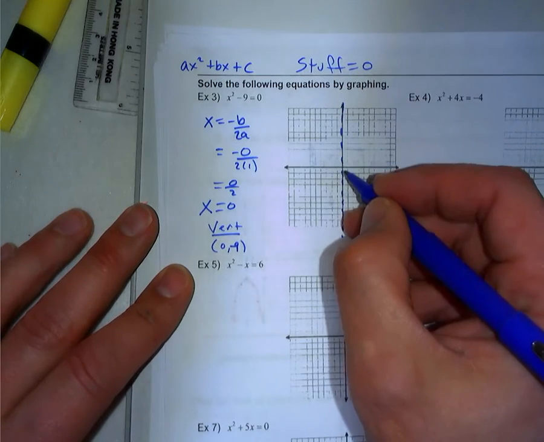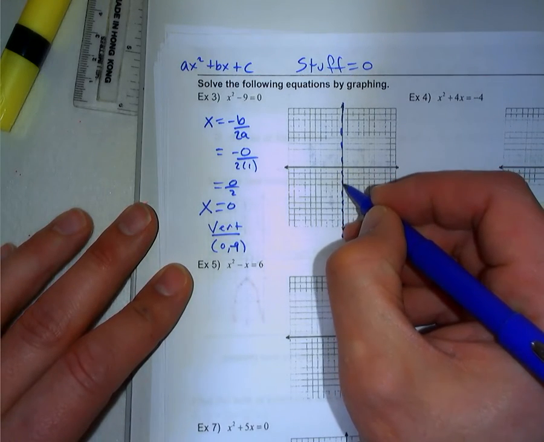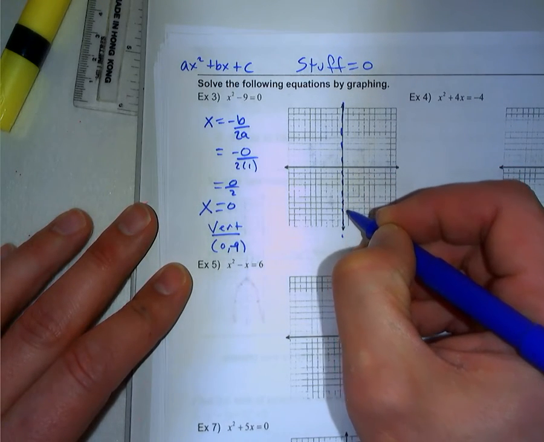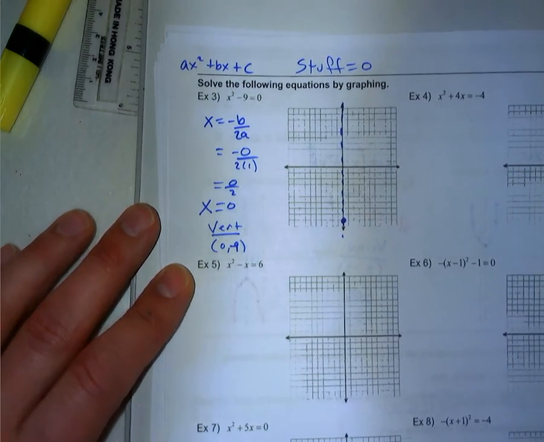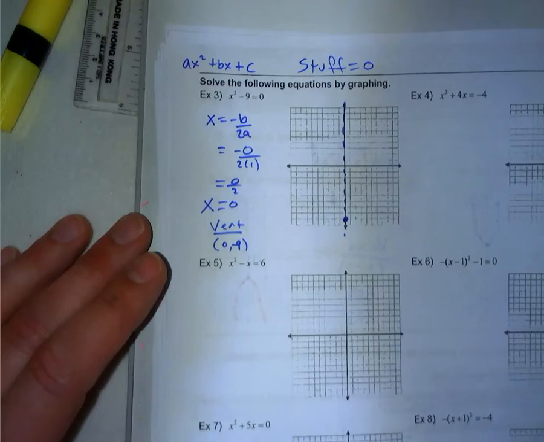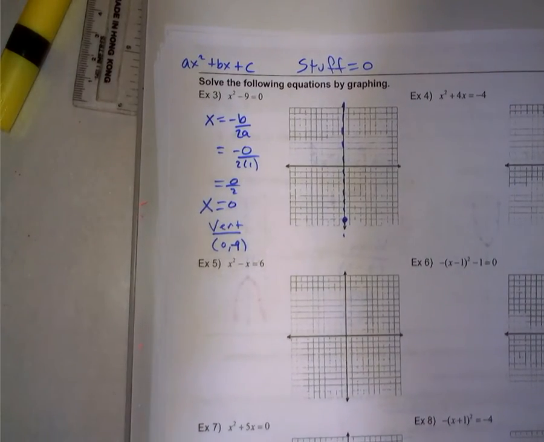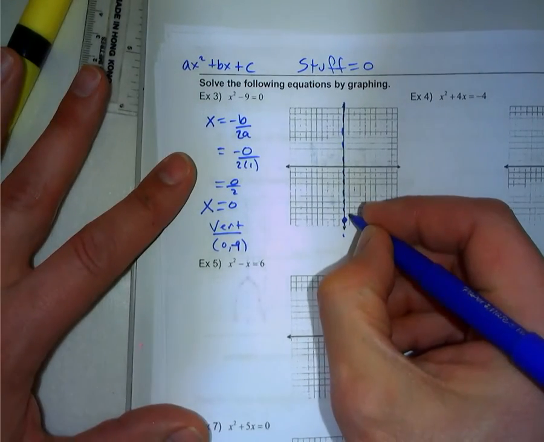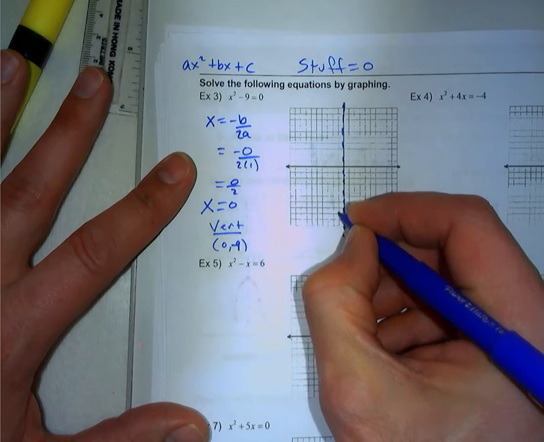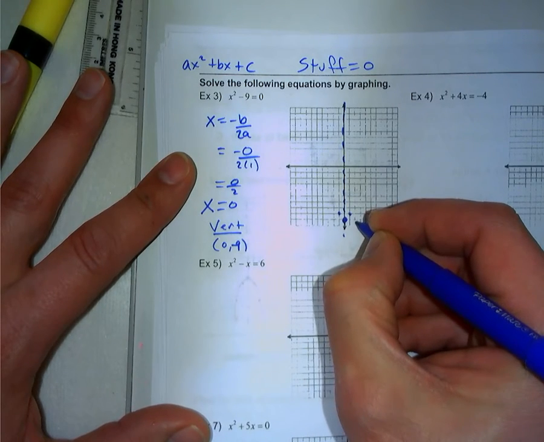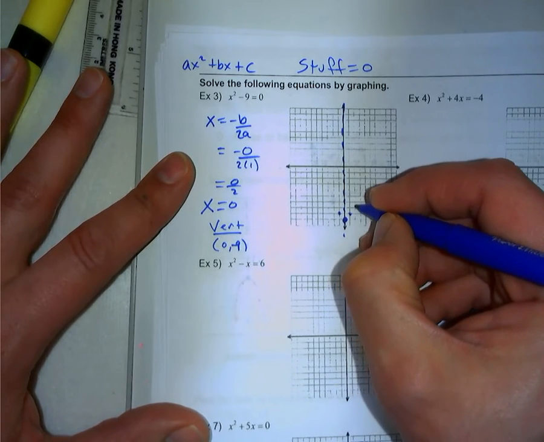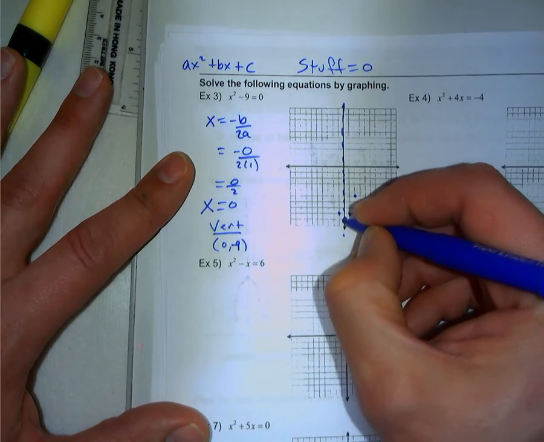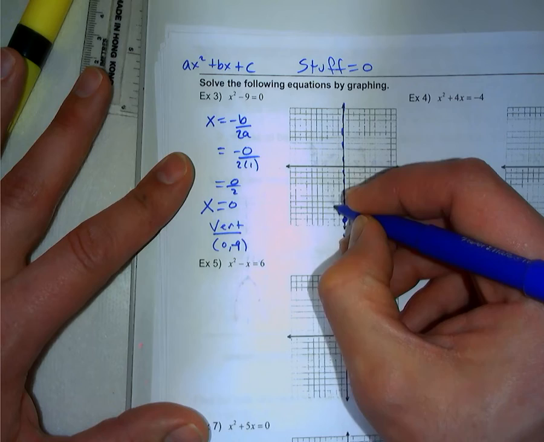So negative 9 is all the way down: 1, 2, 3, 4, 5, 6, 7, 8, and 9. Then we start graphing. There's an a value of 1, so it's going to follow the normal pattern. Over 1, up 1. Over 1, up 1. Over 2. What's 2 squared? 4. So I go over 2, up 4.